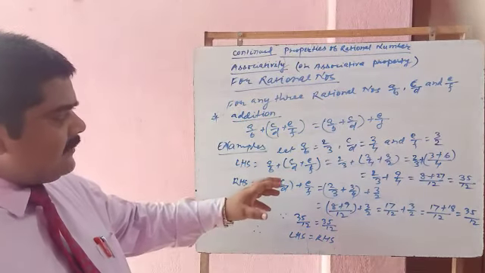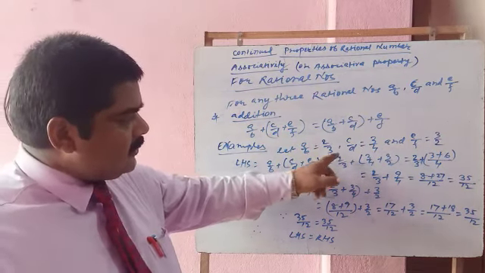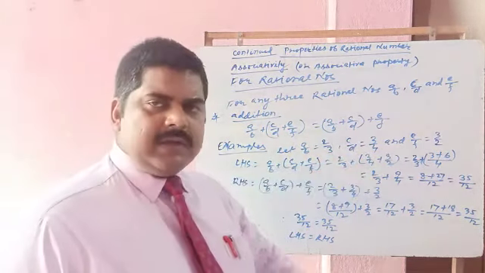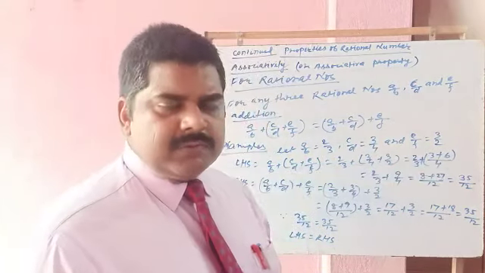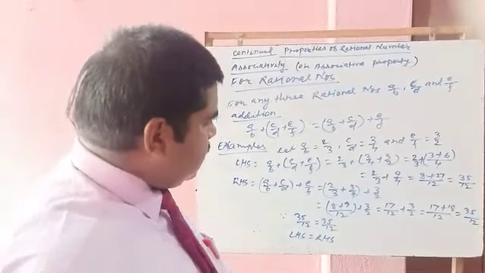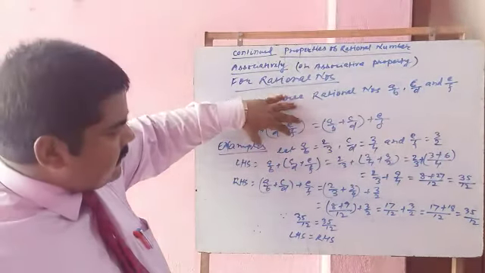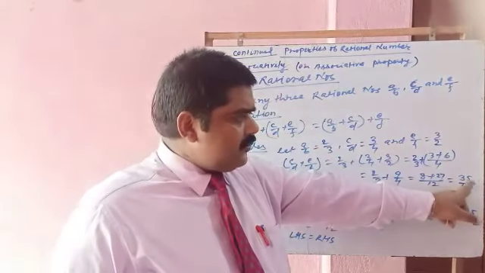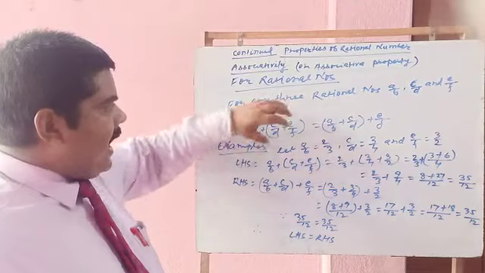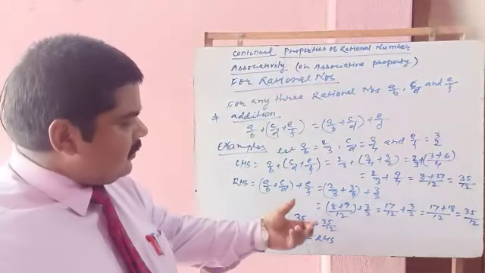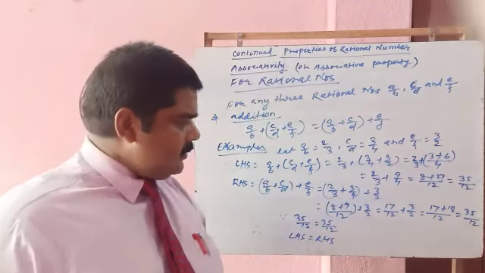My dear students, I have taken a/b equal to 2/3, a rational number, c/d equal to 3/4, another rational number, and e/f equal to 3/2, a rational number. When I put these in the LHS, I get the result 35/12. When I put them in the RHS, we again get 35/12.